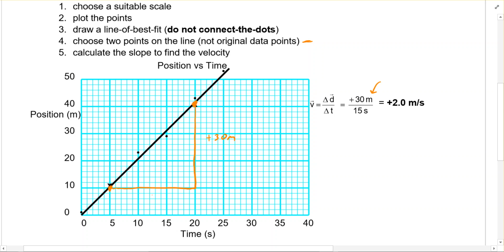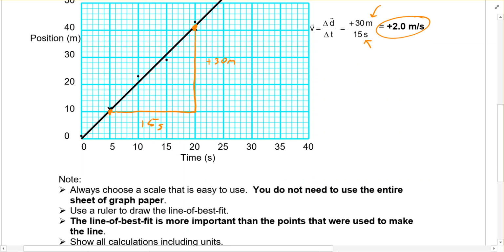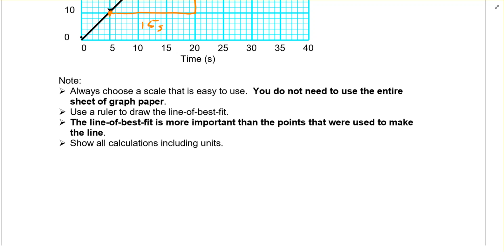And my run here is going to be 20 minus 5, so that's 15 seconds. Hopefully you see where I got 30 from too. I went 40 up to there, and there was 10 right there, right? So 40 minus 10 gave me 30. Okay, so then I got 30 over 15 seconds. So my velocity here is going to be 2 meters per second. Okay, so that's a general idea how to do it. So a couple of things, like I said already, always use a scale that's easy, I'd say.